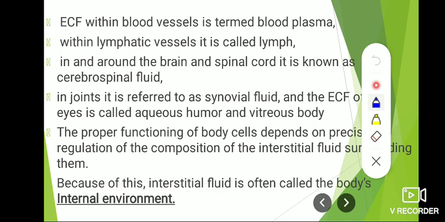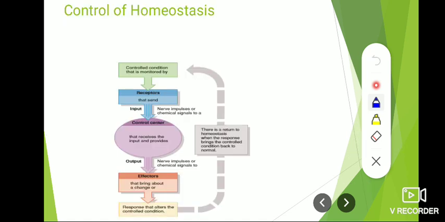So the interstitial fluid, or a part of ECF, is called the internal environment. Now how is it controlled? There is a control system for this homeostasis. In the body there are receptors which are sensing. For example, the receptor that senses the oxygen and CO2 level is a chemoreceptor, as it senses chemistry. Receptors which check the blood pressure are called baroreceptors. The receptor which checks the osmotic balance, that is sodium and potassium, is called an osmoreceptor.